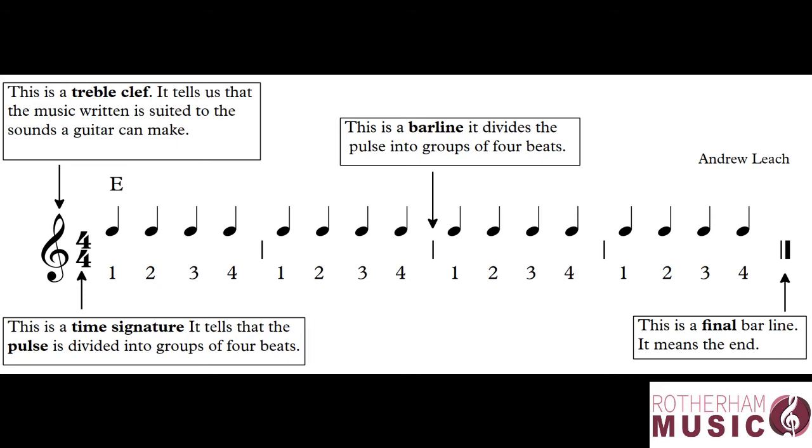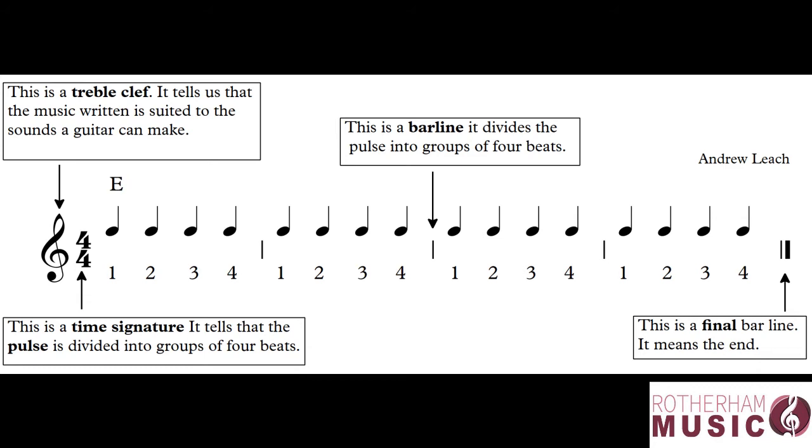If you look above the first note, there's an E. So that tells us for all these notes that we're going to play, we're going to play the E, the highest sounding string on your guitar. So in total, we're going to play that 16 times. You can see that because we've got 16 of those little black notes called crotchets.